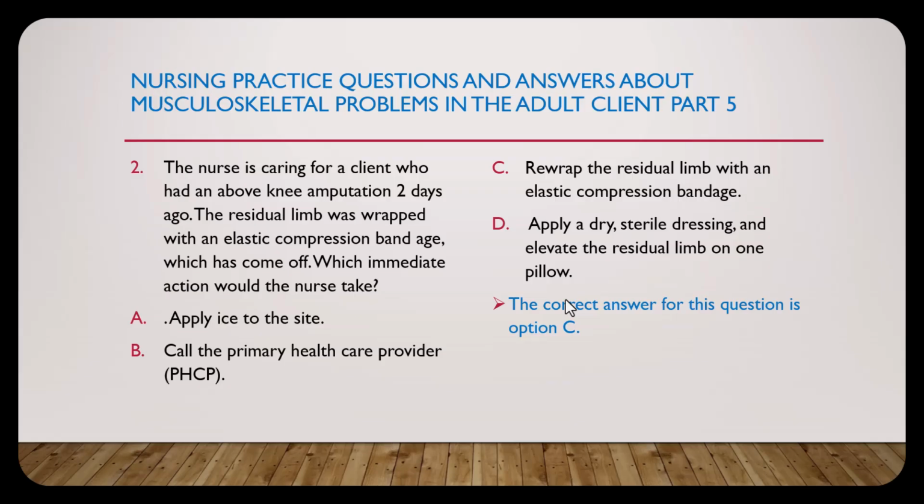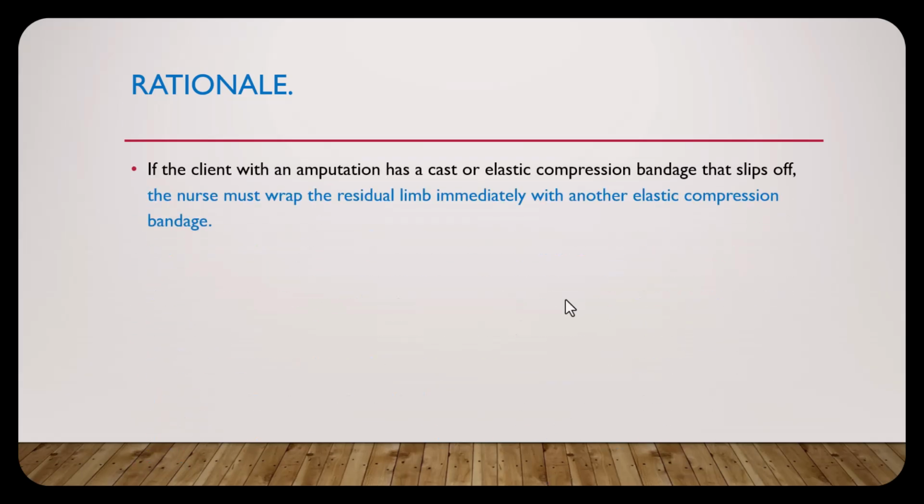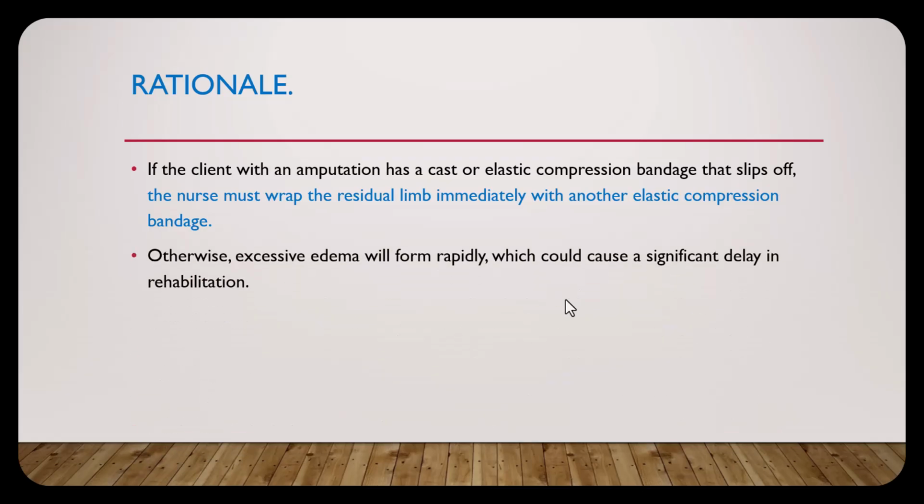Now let's move to the rationale. If the client with an amputation has a cast or elastic compression bandage that slips off, the nurse must wrap the residual limb immediately with another elastic compression bandage. Otherwise, excessive edema will form rapidly, which could cause a significant delay in rehabilitation.